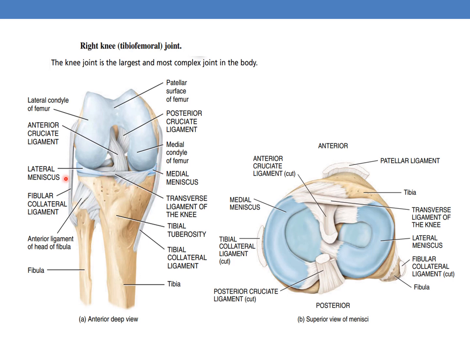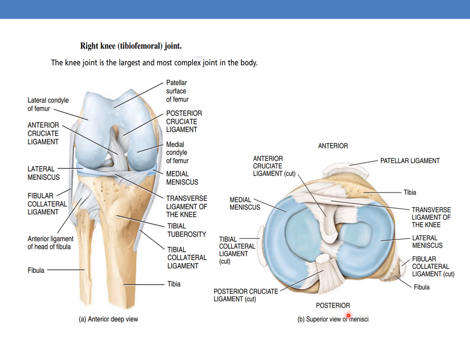Next is the fibular collateral ligament. And this ligament is the anterior ligament of the head of the fibula. And this one is the transverse ligament of the knee. The lateral meniscus and the medial meniscus are attached together by the transverse ligament of the knee. This one is the tibial tuberosity and here is the tibial collateral ligament. This bone is the fibula and this bone is the tibia.